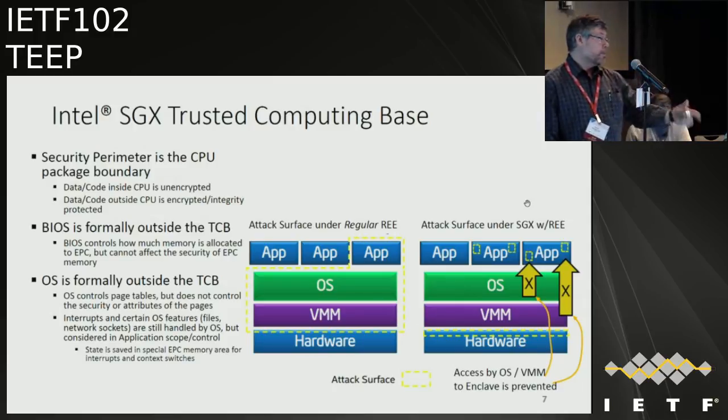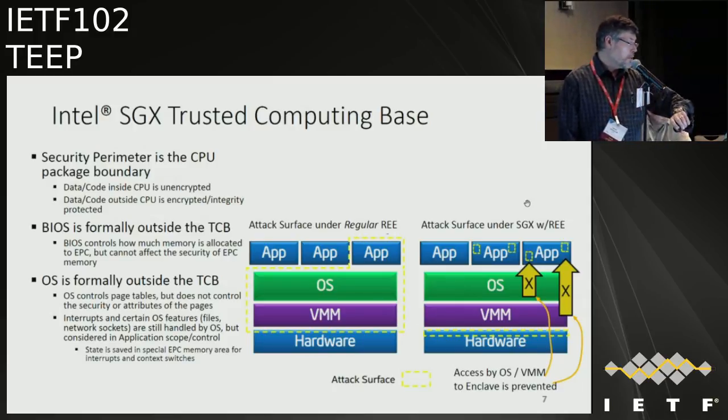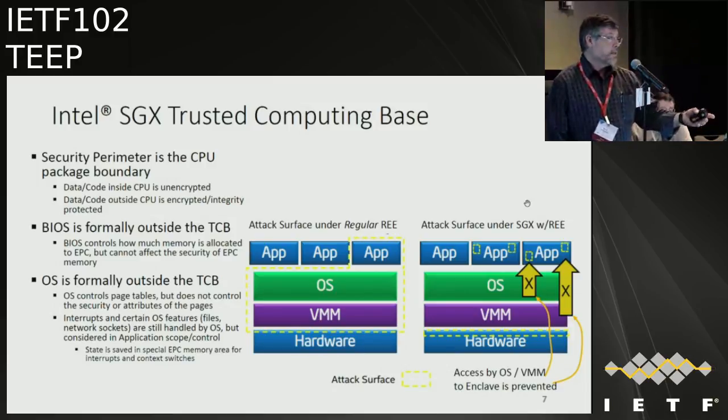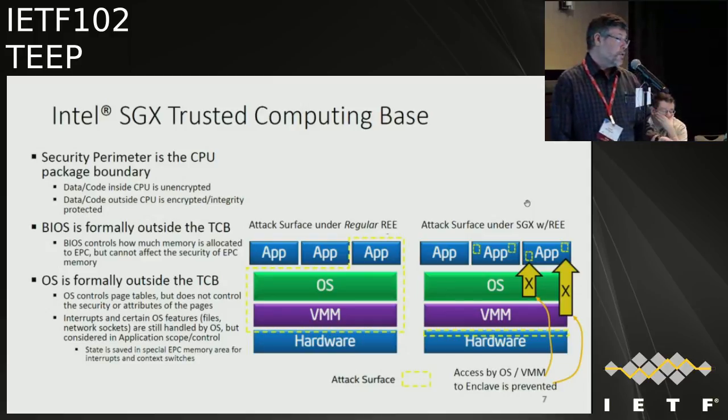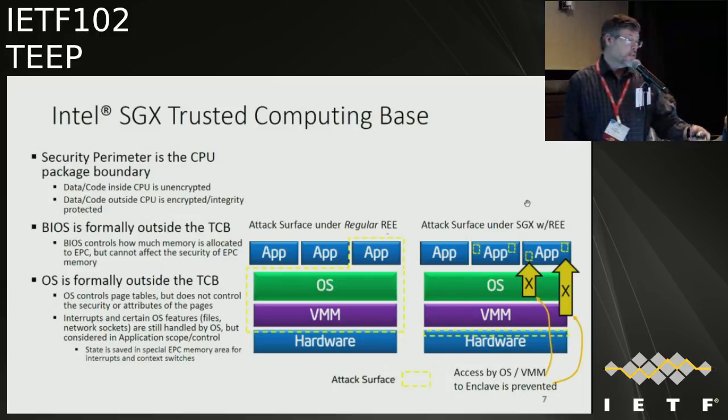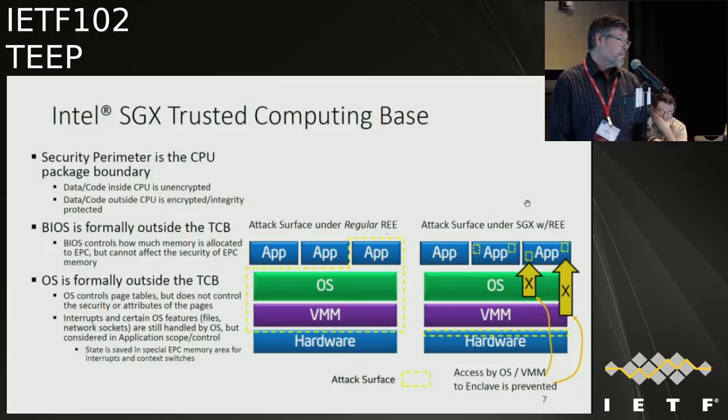So let's switch a little bit to SGX, the trusted computing base. And this really goes back to some of the things we had talked about on the mailing list. We're not tied to secure boot. So the perimeter on your right-hand side, you can see what the SGX attack surface is. It's really just the hardware. SGX is implemented in microcode in the CPU. So its security perimeter is the CPU package. All of the memory, if that's off package, is encrypted. So that's outside of the boundary.